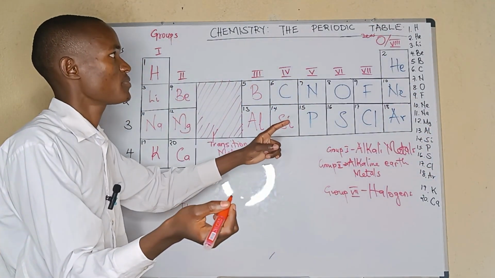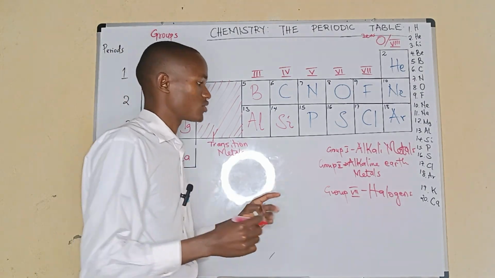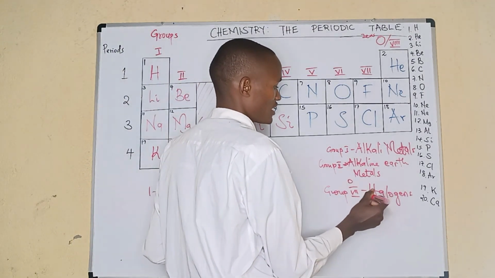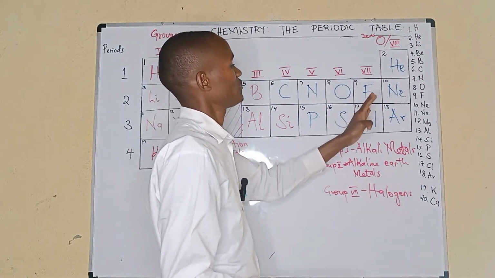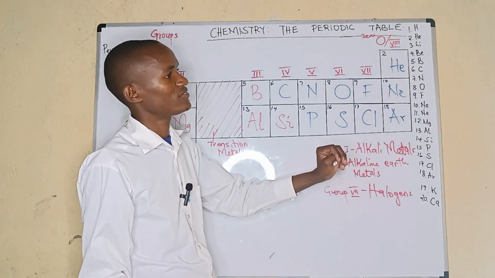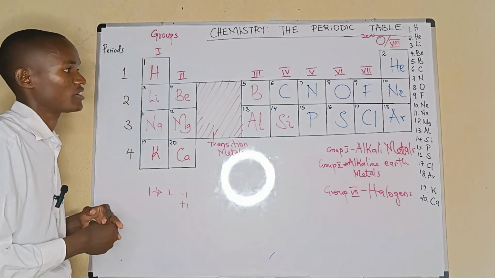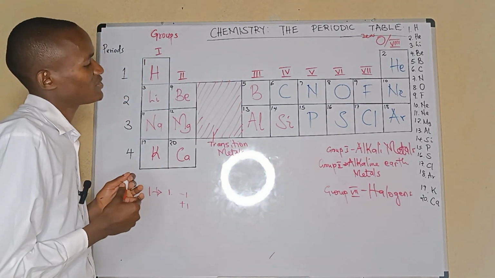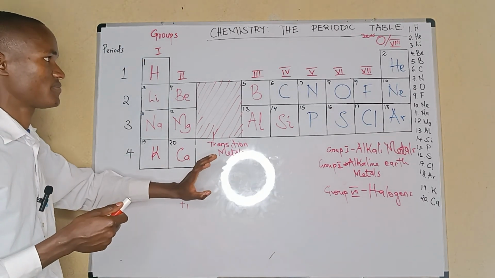Because these elements are stable, they lose or gain nothing. Group 7 elements are halogens. I've just written them here. We have fluorine, chlorine, iodine, bromine, and two more. We have several halogens. So we have referred to these groups with names.